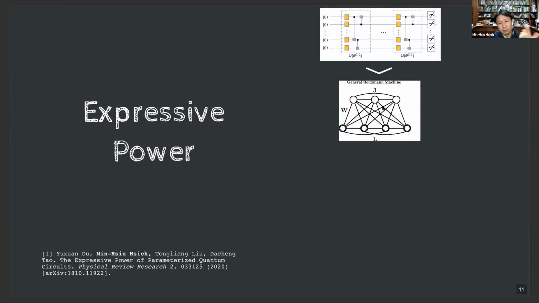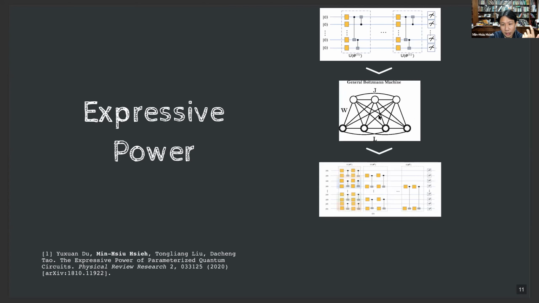And I also believe that the participants in this community know what a general Boltzmann machine is. Basically, you have visible layers and hidden layers. Other than the links between these 2 layers, there are also connectivities within each layer, within either the hidden layers or the visible layers. So this kind of quantum neural network can generate more distributions than a general Boltzmann machine.